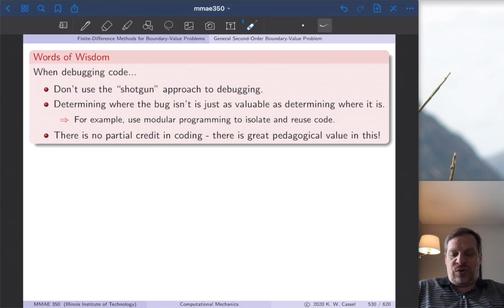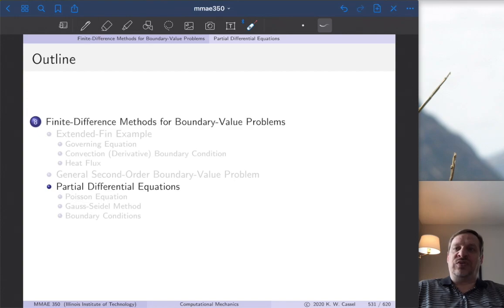Okay, so that's it for ODEs. Next we're going to start looking at partial differential equations. There's whole books on this, and we're just going to look at a couple of things that we've done before and how they can be extended to solving PDEs. So we'll talk about that in the next video.